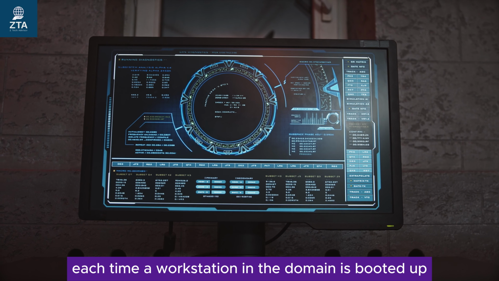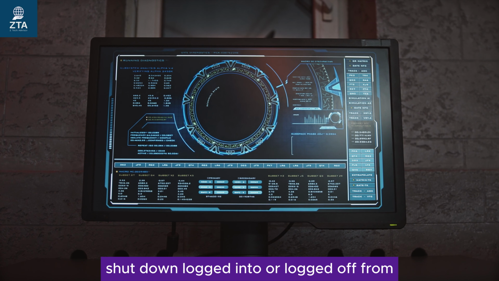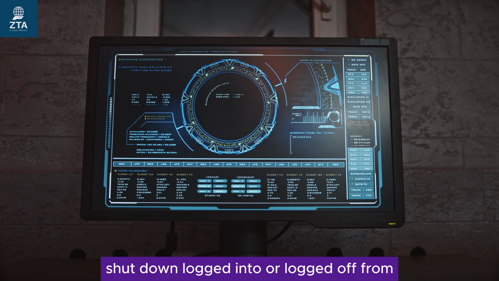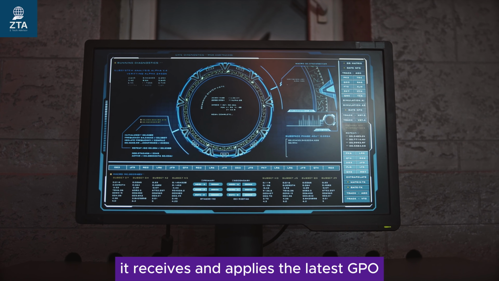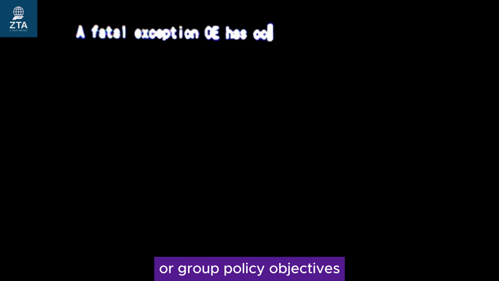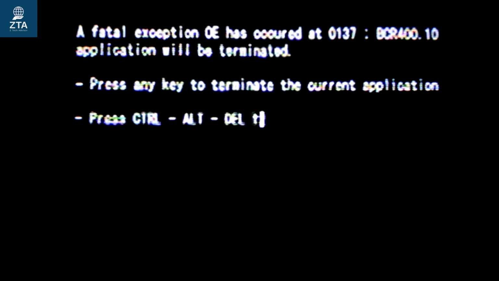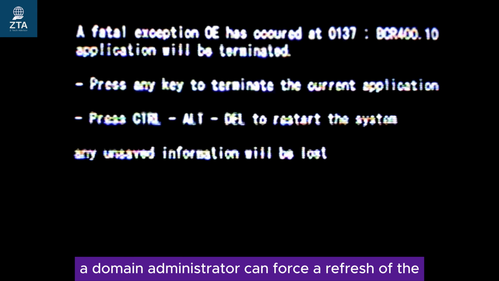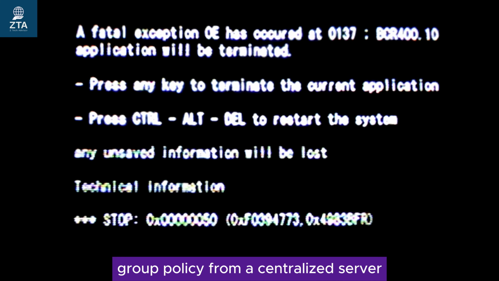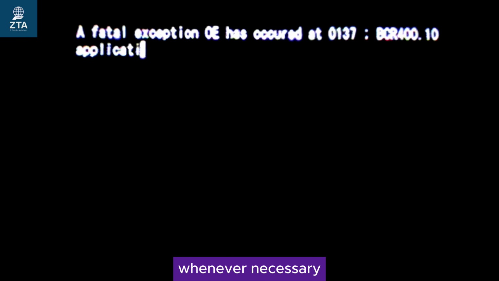Each time a workstation in the domain is booted up, shut down, logged into, or logged off from, it receives and applies the latest GPO or group policy objectives, ensuring they receive the latest security features. Additionally, a domain administrator can force a refresh of the group policy from a centralized server whenever necessary.